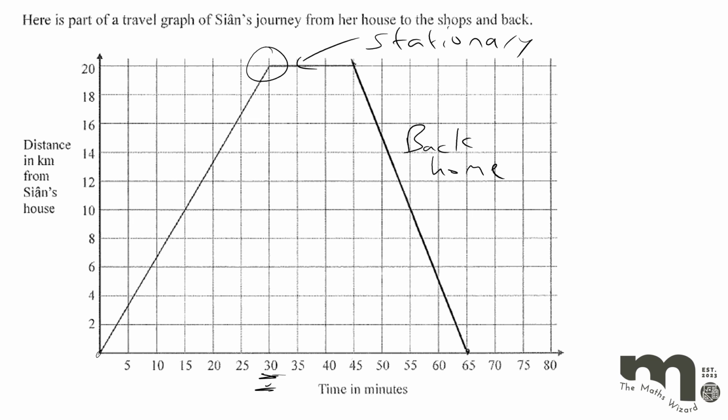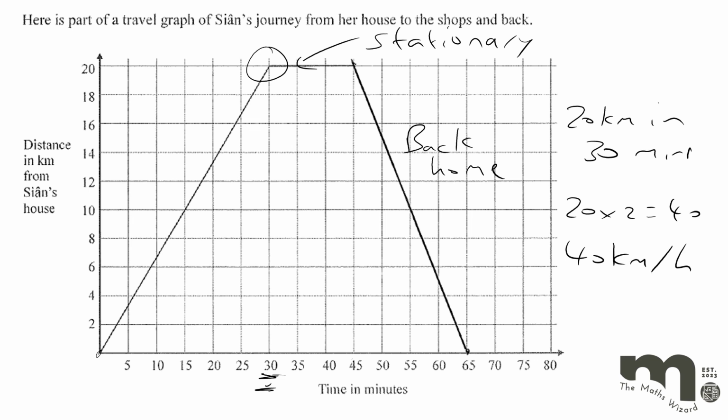A few things you could pick out from this graph. Well, she's done 20 kilometers in 30 minutes. So you could double that. 20 times 2 is 40, and that would give you her speed. Because if she's done 20 kilometers in half an hour, that means her speed must be 40 kilometers per hour. So you can pick out information like that from them.